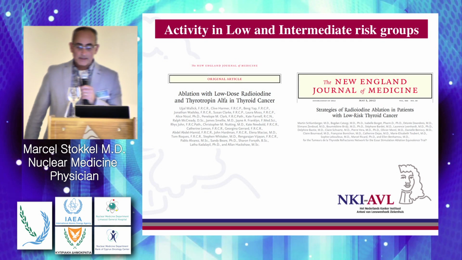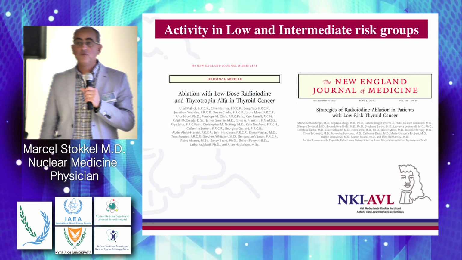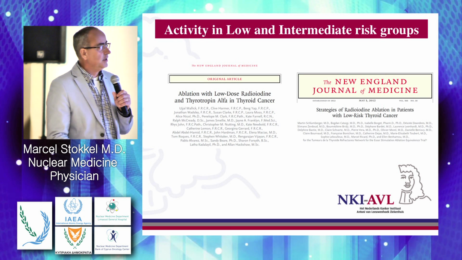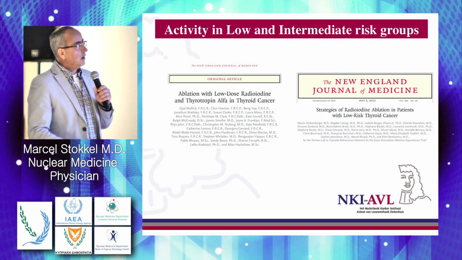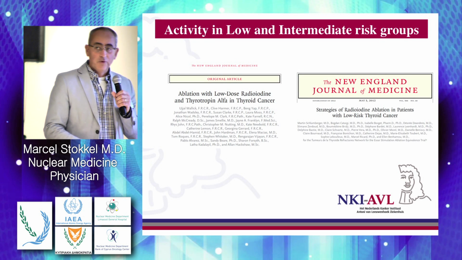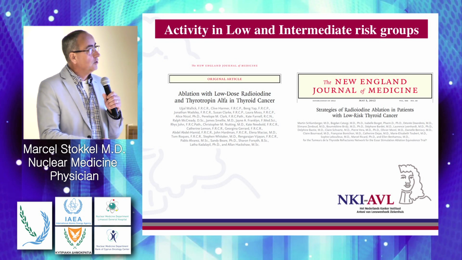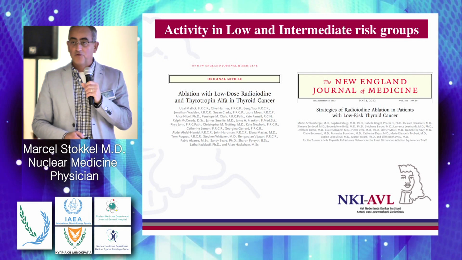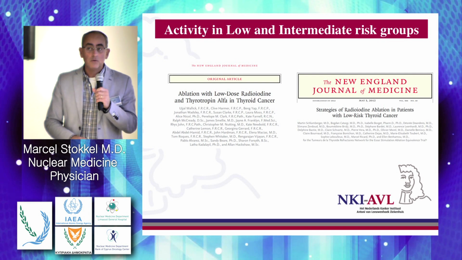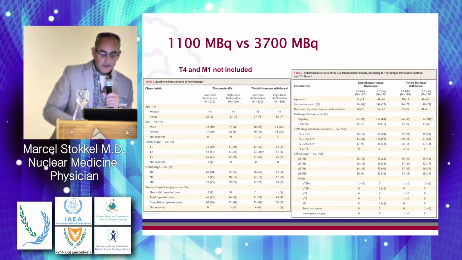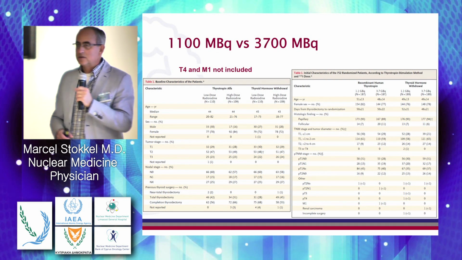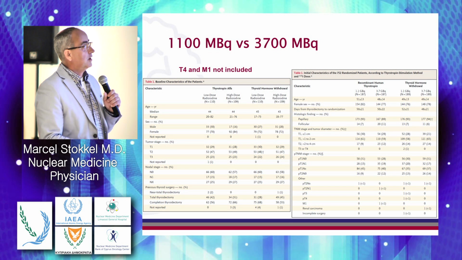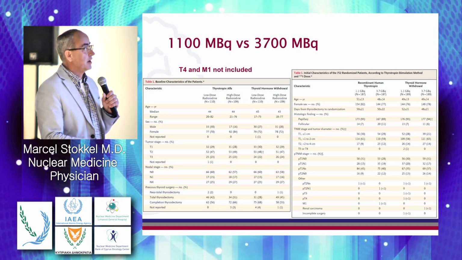Now, in the last 2-3 years, there were 2 nice papers presented. We call them the Mallick study and the Schlumberger study. They were both on patients with a low risk profile, or when you look at the American risk profiles, the low and the intermediate risk profiles. You all probably know these studies. What was done in these studies was they compared 1100 megabecquerels versus 3,700 megabecquerels.